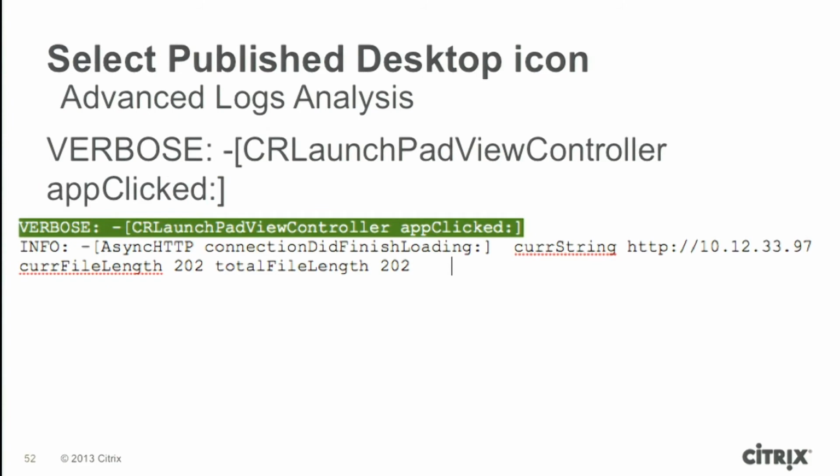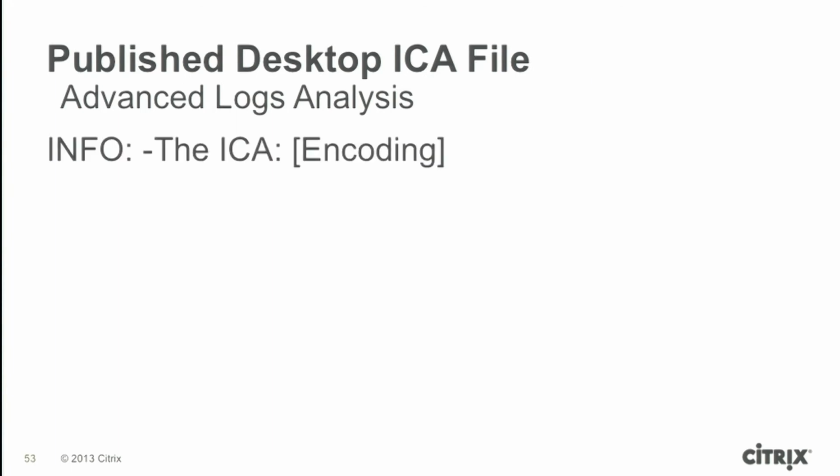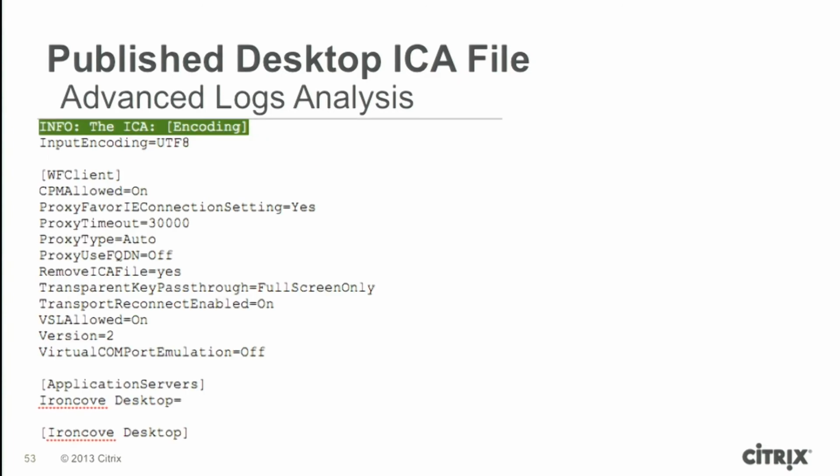Next, we have a user that has selected a published desktop icon that was already enumerated on a XenApp farm. You'll see the app clicked message. Now, this is how an ICA file appears in the advanced logs. You'll see the ICA message for that, and then you can see the parameters listed along the way.